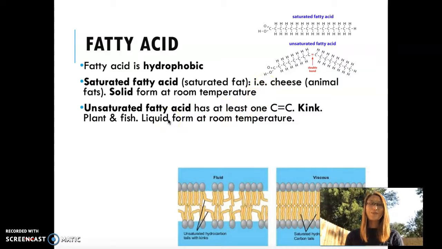Wait, is butter solid at room temperature? I think it is, right? It usually is.